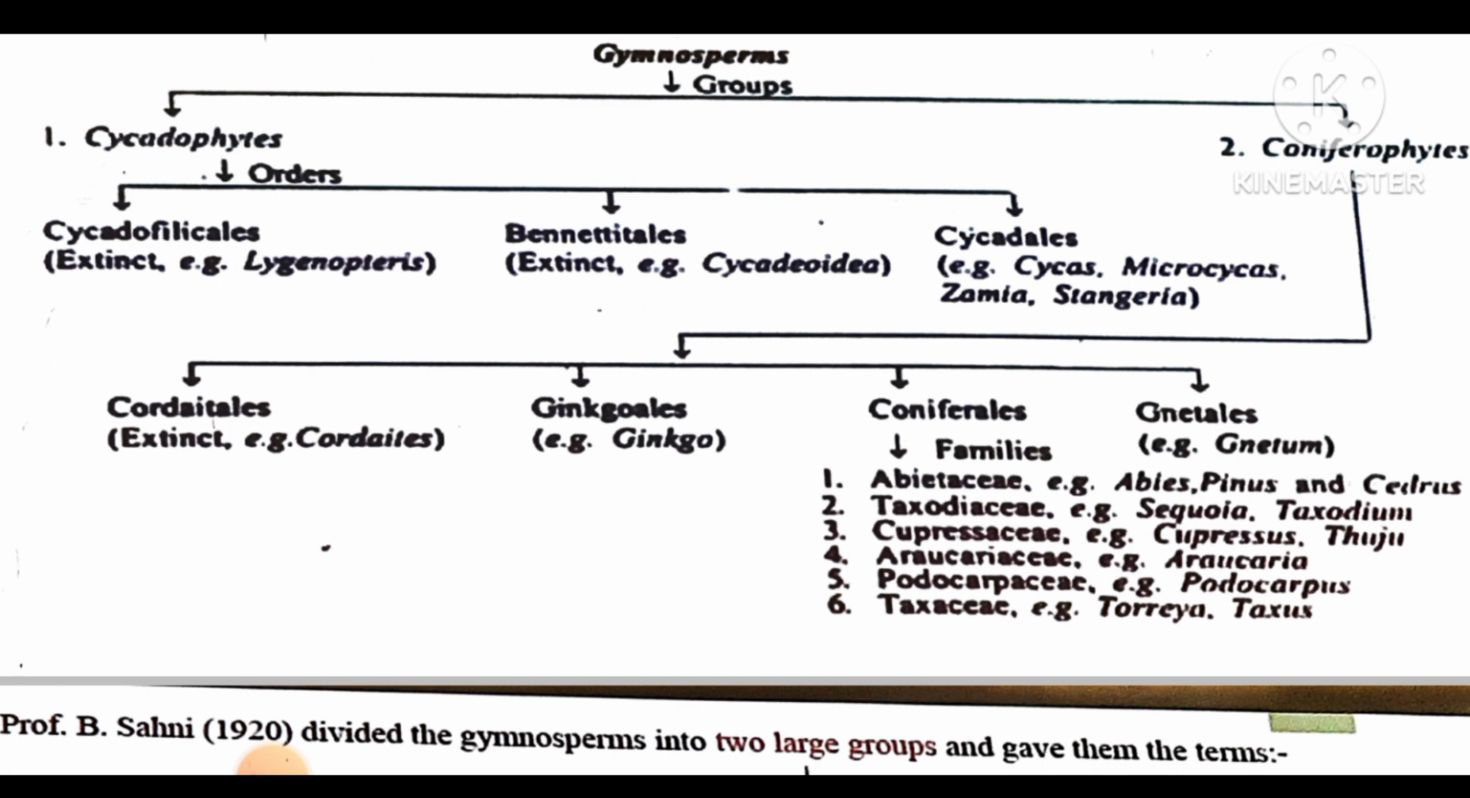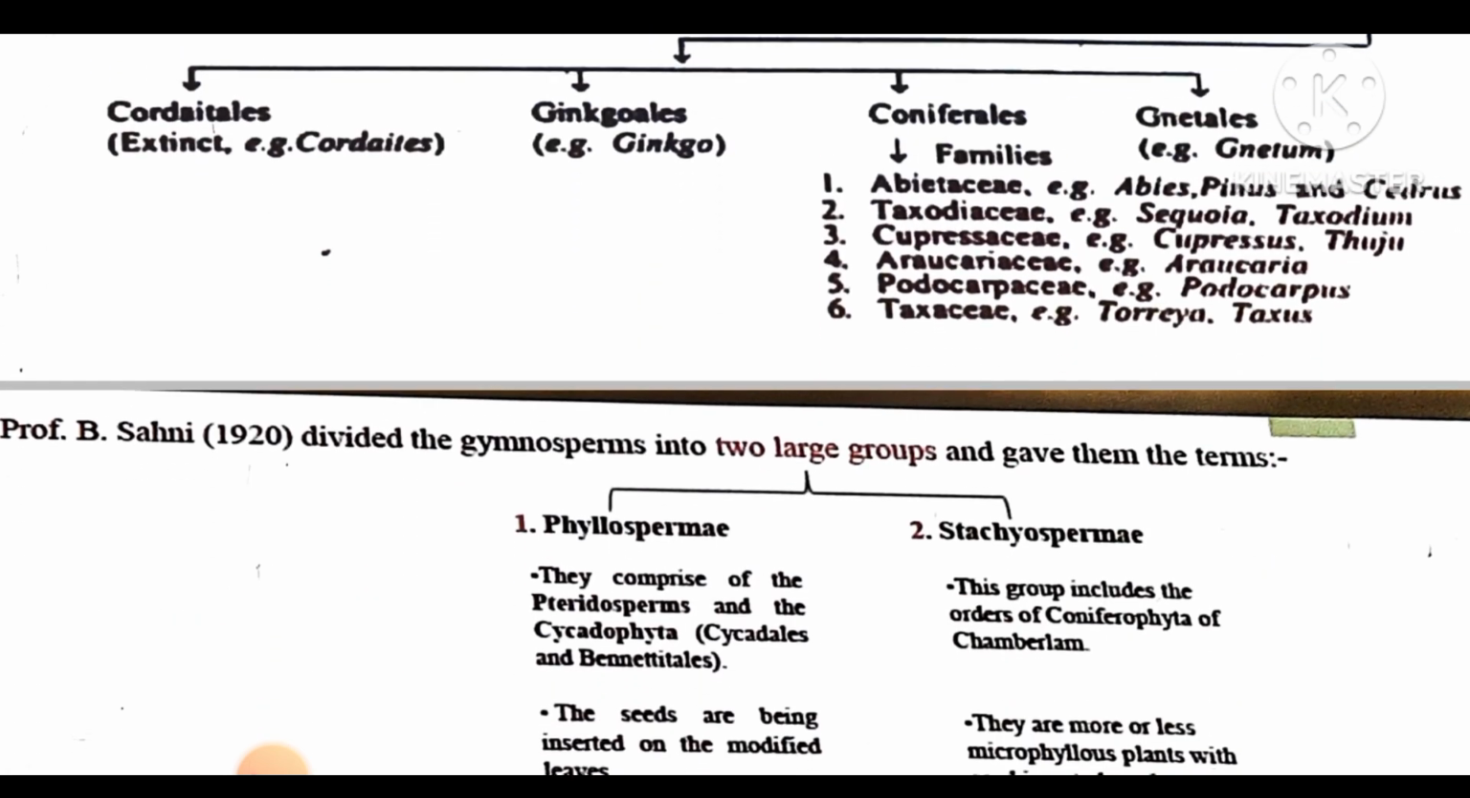Coniferales has six families, that is Abietaceae, whose examples are Abies, Pinus, and Cedrus. Taxodiaceae, whose examples are Sequoia and Taxodium. Cupressaceae, examples are Cupressus and Thuja. Araucariaceae, example is Araucaria. Then Podocarpaceae, example is Podocarpus, and then Taxaceae, example is Taxus.